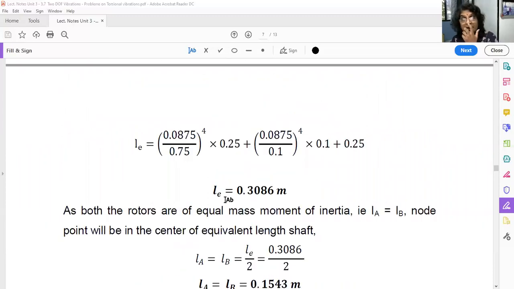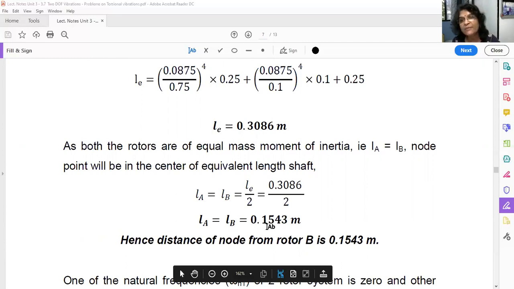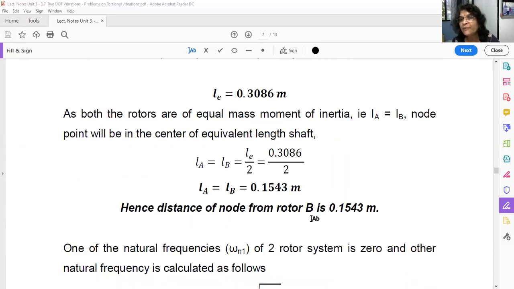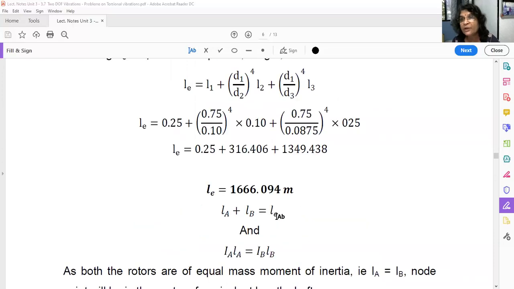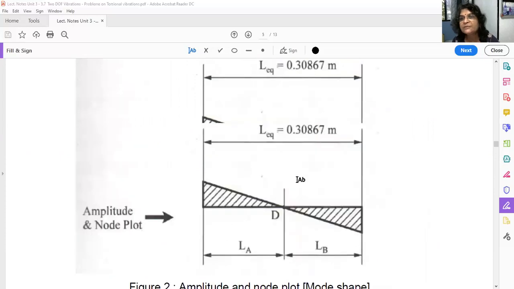Now see, this equivalent length is coming as 0.3086 meter. Again, what are your LA and LB? Half of this, because the two rotors are of equal mass moment of inertia. So LA and LB are 0.1543 meter. Hence the distance of the node point from rotor B is 0.1543 meter. Why from rotor B? Because we have considered DE is equal to D3 now. See here, your actual system is this one.